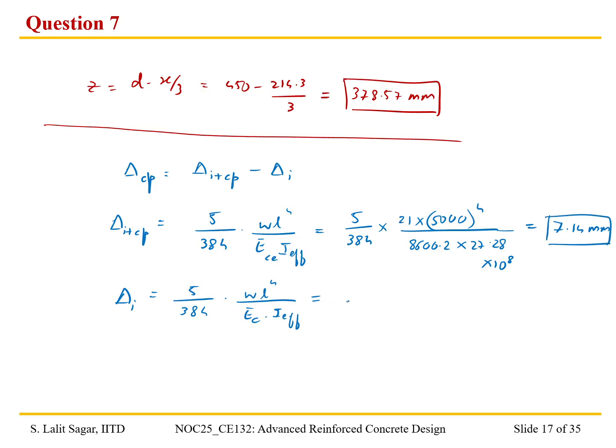And then here this is 5 by 384 into 21 into 5000 power 4 divided by, here Ec is 22,360.7 into the effective modulus is same 27.28, effective moment of inertia, I'm sorry, so that will be 2.75 millimeter.